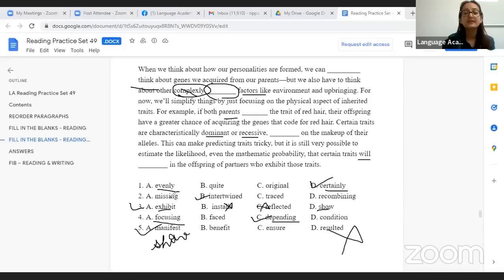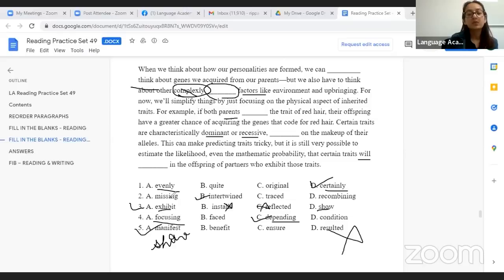Then both parents is plural, so the verb has to come without s. And because it's a factual statement, it's a general statement, we cannot select ed form. And out of exhibit and show, exhibit is more academic, so that's why we have selected that. The traits can be dominant or recessive depending upon their makeup. So depending upon means this is a condition.